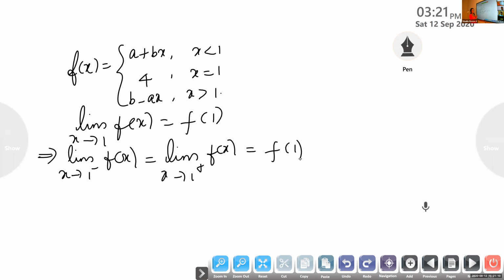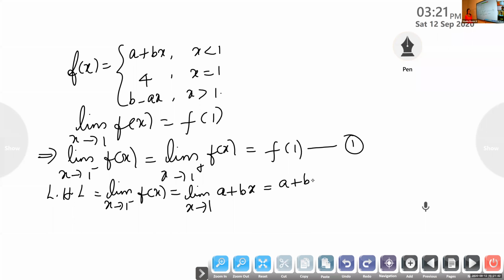So now find out what is the left hand limit. Limit extending to 1 minus of f of x. For less than 1, what is the function defined here? It is a plus bx. When you put x is 1, you will get a plus b.